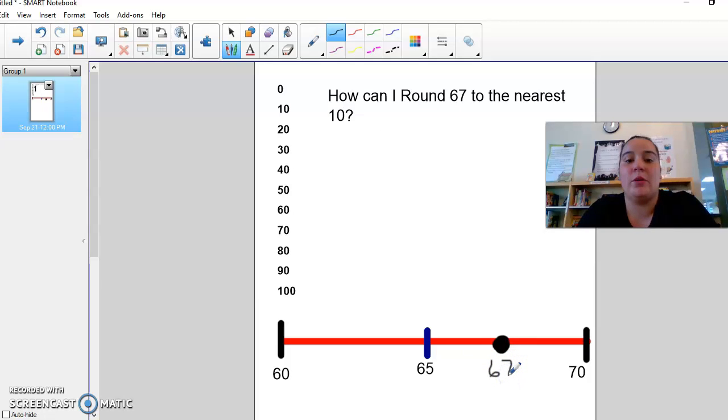Now remember, the question asks, how can I round 67 to the nearest 10? So I'm trying to figure out, is it closer to 60 or is it closer to 70? Now to do this, whatever 10 it's closest to, it'd be closer in direction of it. So 67, if I were to go to 60, that'd be really, really far away from this point. 70 is actually pretty close to 67. So in math, we would say that the 67 rounds to the closer 10. And for this example, 70 would be our closer 10. So we could say 67 rounds to 70.